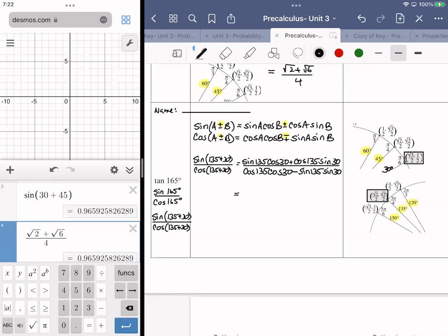So sine of 135 is the y value at 135 degrees, which would be radical 2 over 2. Cosine of 30 is the x value at 30 degrees, which is radical 3 over 2. Cosine of 135 is the x value at 135 degrees, which is negative radical 2 over 2. Sine of 30 is the y value at 30 degrees, which is 1/2. That's the top.